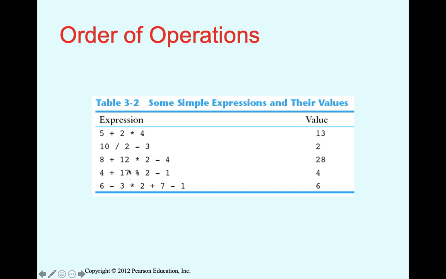Here we have to do the modulus first. 17 modulus 2 is 1. The remainder is 1. 4 plus 1 is 5. Minus 1 is 4. Here we have to do the multiplication first. 6. So 6 minus 6 is 0. Plus 7 is 7. Minus 1 is 6.